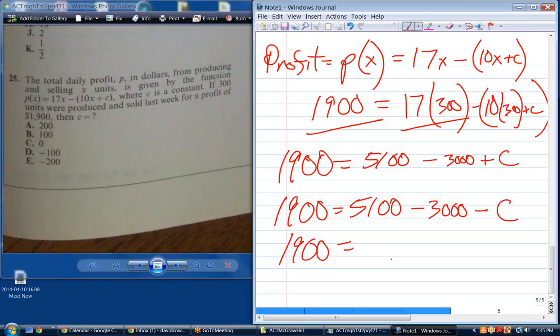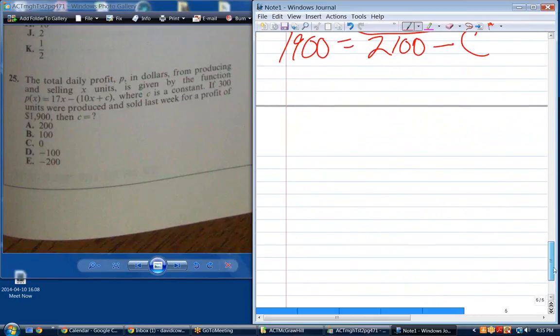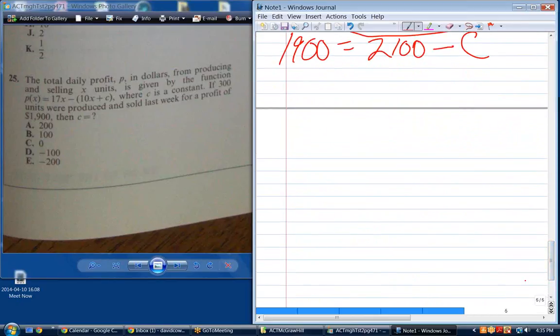So then that would be 2,100. Would it divide? No, there's no multiplication going on. The only reason we would ever divide is if there was multiplication going on somewhere. There isn't. C equals 200? Okay.